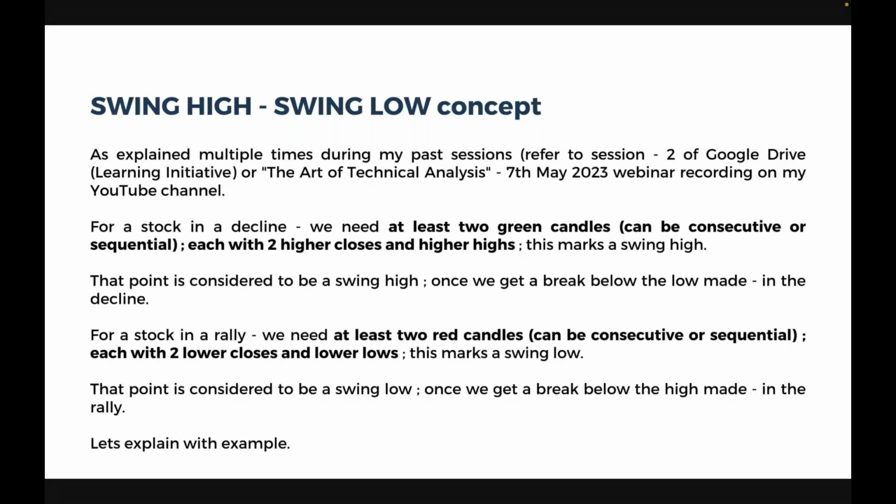So for a stock in decline, we need at least two green candles. They can be either consecutive or sequential, and each of those green candles to have higher closes and higher highs. Okay, so this is for us to mark a swing high, and as soon as we get to mark this point, that point is considered to be a swing high when the low of this decline is broken down. I had explained this topic in my last session also, and I will explain this topic once again in this session as well.